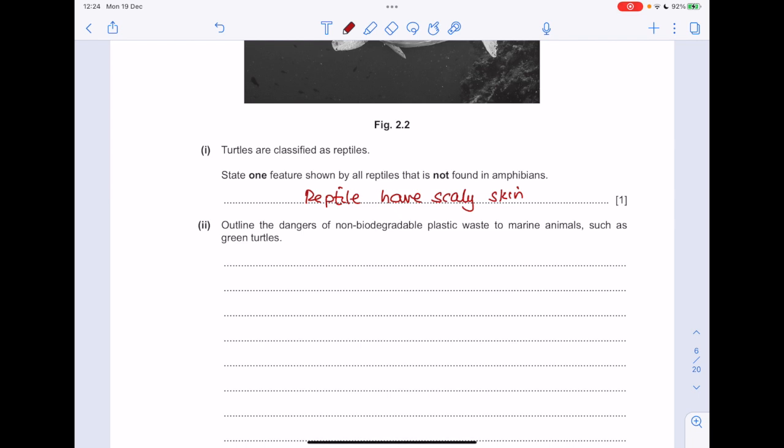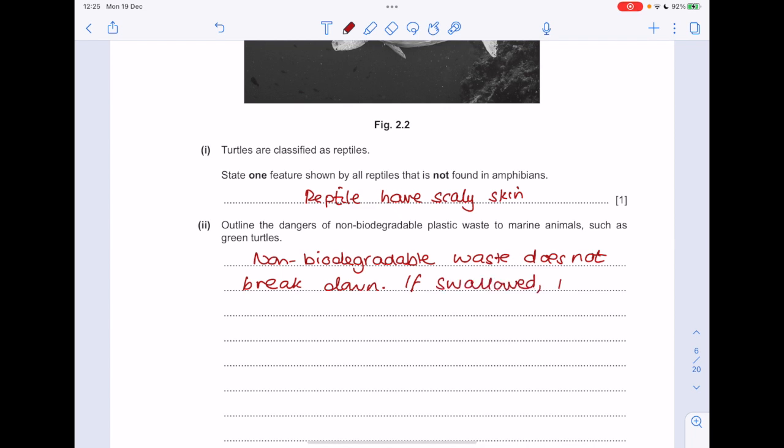Outline the dangers of non-biodegradable plastic waste to marine animals such as green turtles. Let's first of all say that non-biodegradable waste does not break down using microorganisms, so it persists. If swallowed, it fills the turtle's stomach and stops it feeding. Meaning that you could end up with starvation.